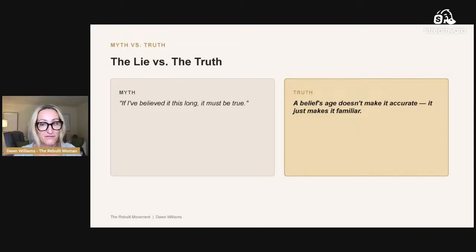It makes it familiar. It may have been learned behavior. It may have been a belief that was handed down to me from other situations, me watching other relationships and thinking, okay, well, we just have to believe things will get better. But the age of that belief didn't make it accurate. It just made it familiar. It was a familiar belief, and it caused me to be stuck.